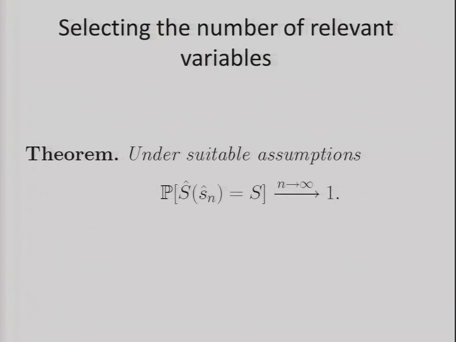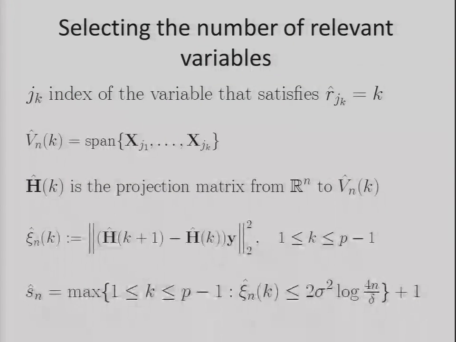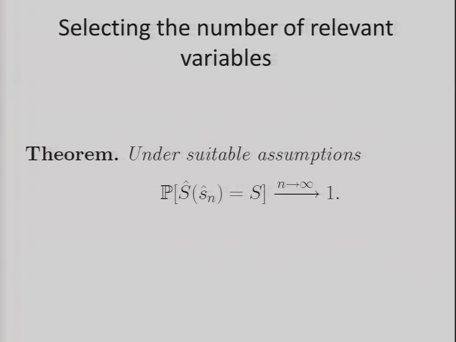Okay? So here it is. I look at the maximum k such that this statistic is smaller than some threshold. This is the last time that this quantity falls below a certain threshold, and then we need to stop adding elements into our support set. Under certain assumptions, this quantity actually gives us the correct estimate of the number of relevant variables.